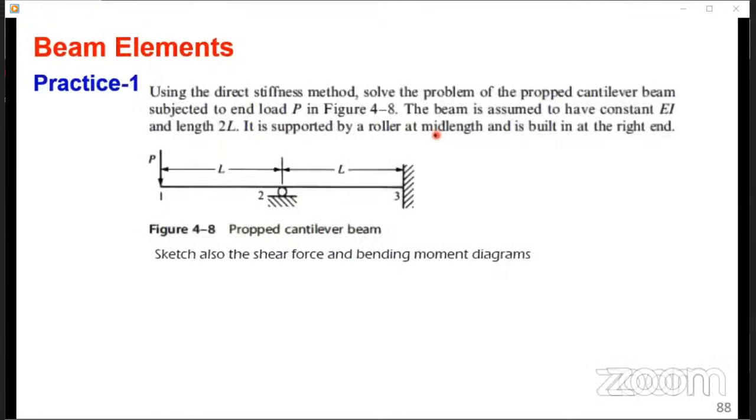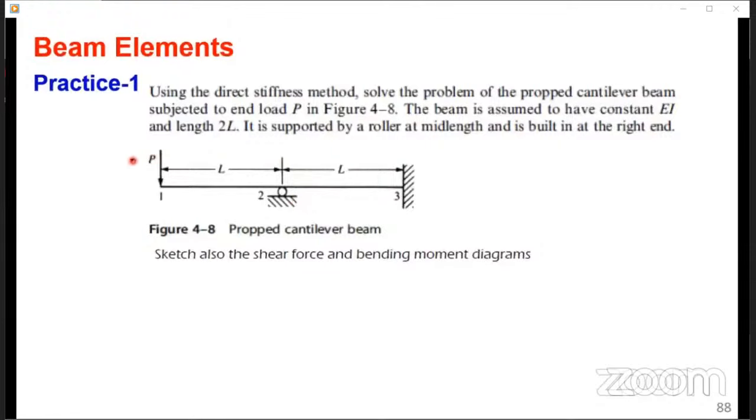So I leave you something for practice. Look at this equation. You are required to solve using the direct stiffness method. Yes. And once you do the sketching, you calculate the moment. You can then go ahead and sketch the shear force and the bending moment diagram.